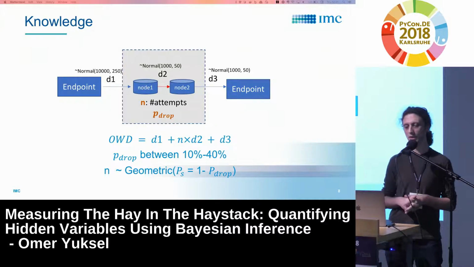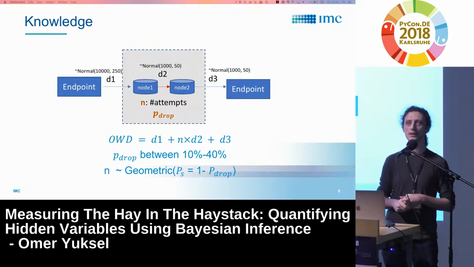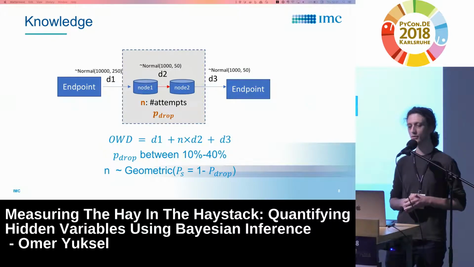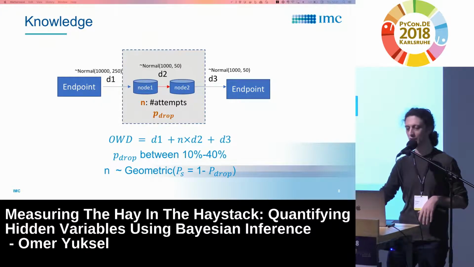And we have an idea about where the probability of drop is, the region that we should search, between 10% to 40%. And since we have a fixed probability of dropping, the number of attempts it takes from node number 1 to node number 2 is given by the geometric distribution.